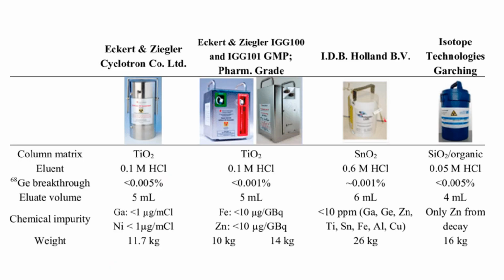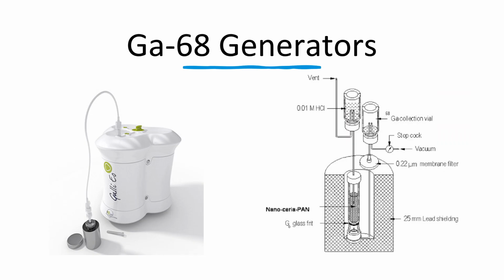These are some of the commercially available generators for gallium-68. Each one of them shows the eluent, the limit of germanium breakthrough, the volume that's eluted, chemical impurities that exist, and then, of course, the weight. So this is another image here of the gallium-68 generator along with the schematic drawing showing how it gets eluted. And this is very similar to the generator that we see for technetium.